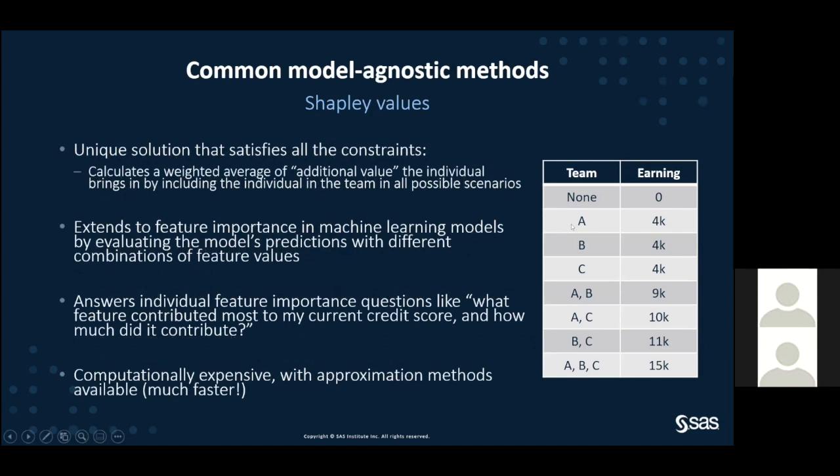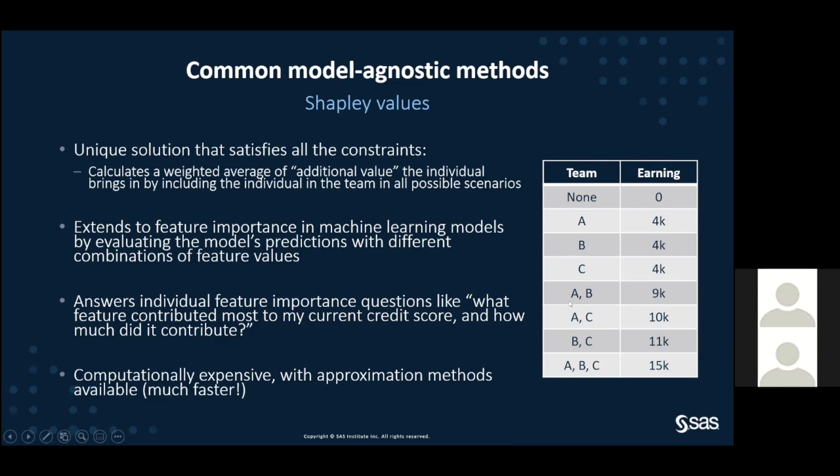What you need to do is to look at the earnings of all the combinations of the team players. Say having none of them, what's your earning? Have just one person, what's the earning? Have two, and have all three, what's the earning? And then you calculate the additional value the individual brings in by including it minus not including it. For example, here, not having anyone, the earning is 0, and including A gives you 4K. So in this situation, A improves the earning by 4K.